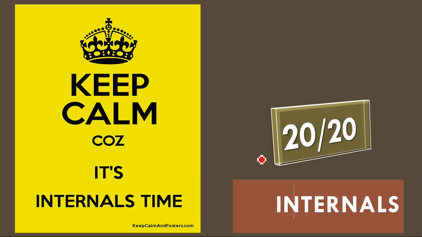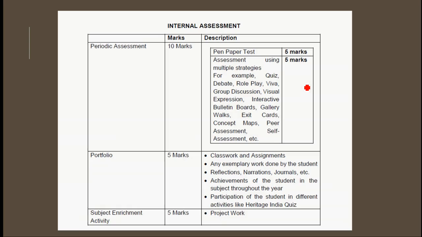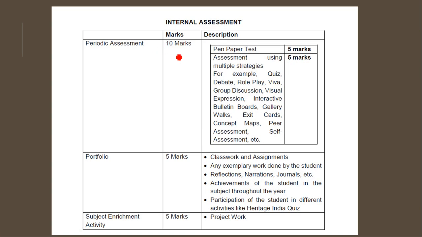Now let's look at the internals. Nothing new, all you have done last year, right? 20 out of 20. You have 20 marks in the internal, you have to get 20 out of 20. Out of 20, 10 marks is for periodic assessment. Out of 10, 5 is for the pen and paper test, that is the best of PT. You will write 3 PTs. Out of those, the best of 2 is taken for 5.